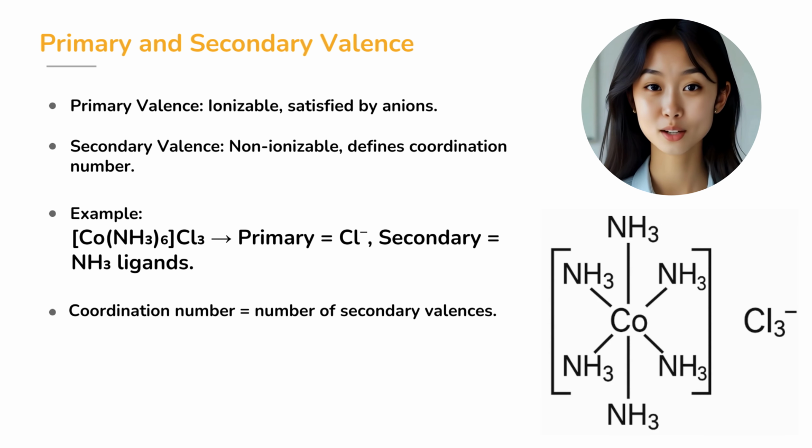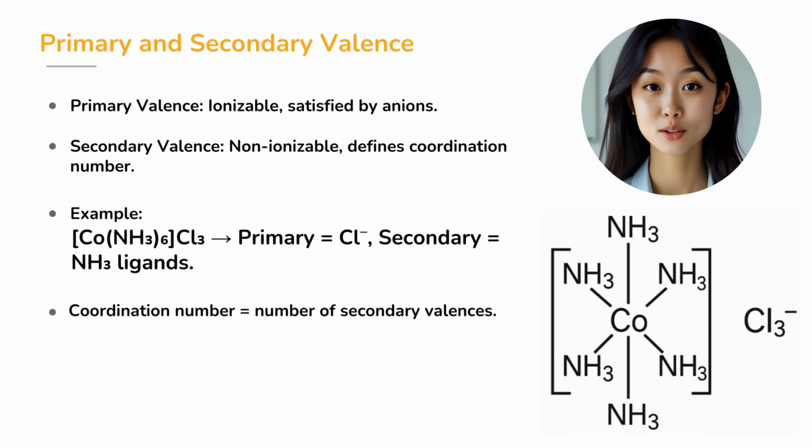Alright, let's decode these two valences. Primary valence is like your exam marks. They can change, they're out there for everyone to see, and in chemistry terms, they're ionizable bonds. They're usually satisfied by negative ions like chloride. Secondary valence, on the other hand, is like your close friendships, non-ionizable, unshakable, and they define your coordination number.